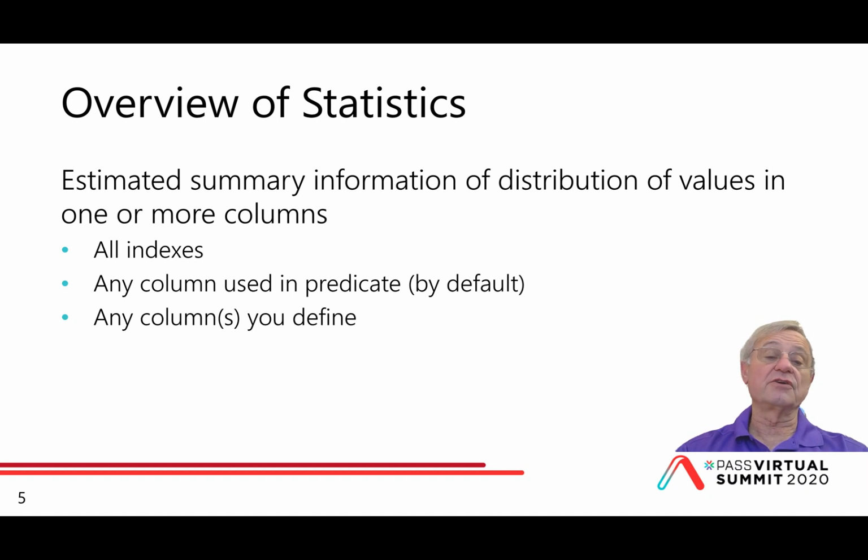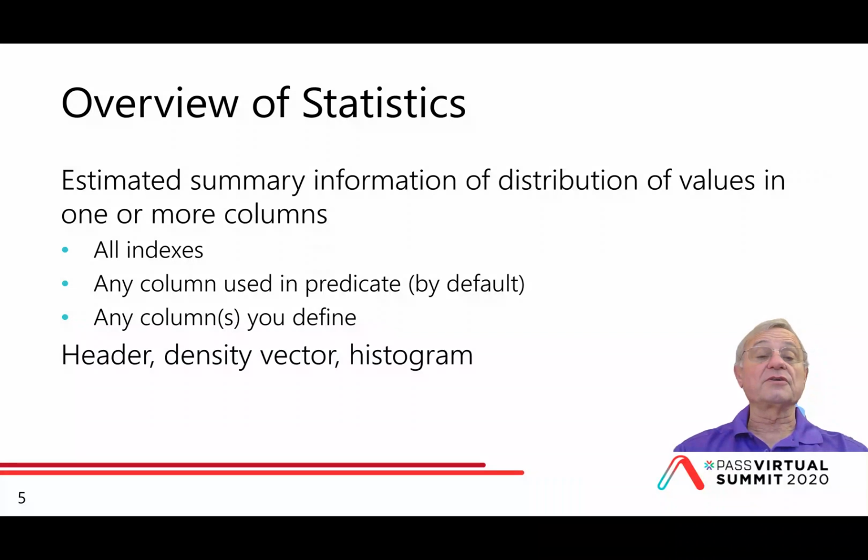Lastly, you can define your own statistics. When you define your own statistics, you can say, I want statistics on this column, or I want statistics on this column plus this column. And you can also say, I want statistics on this column, but only, and then have a predicate, only if that column is greater than 5, or only if another column is greater than 5. You can put a filter on it to minimize the size of the statistics, so not the number of columns, but the number of rows that are included in that statistic.